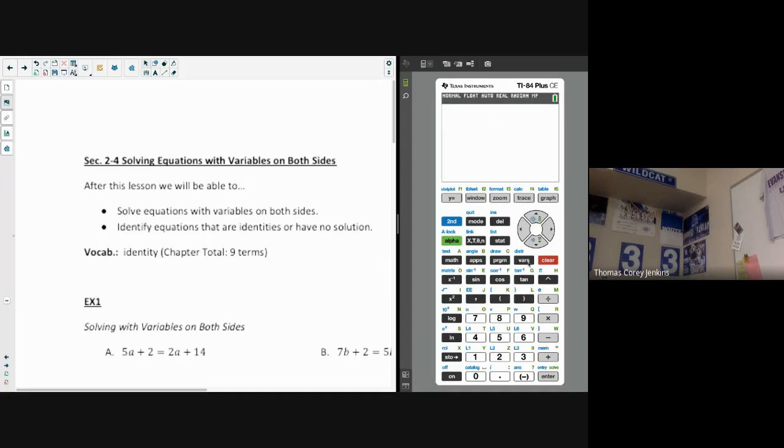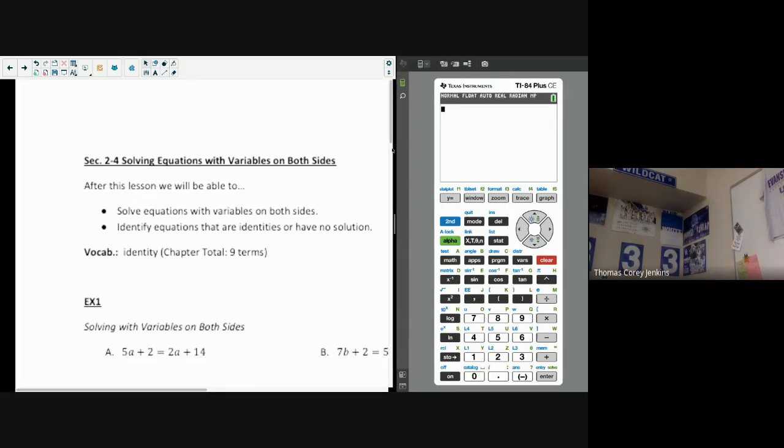Our learning targets are we want to be able to solve equations with variables on both sides, and we want to identify equations that are identities, or I call that infinitely many solutions, or have no solution. Okay, so we kind of get into that stuff a little bit here too. All right, so we will get right to it and jump into the examples.